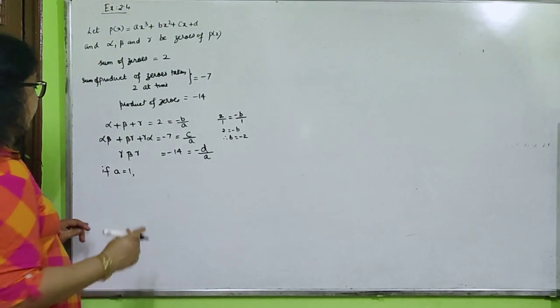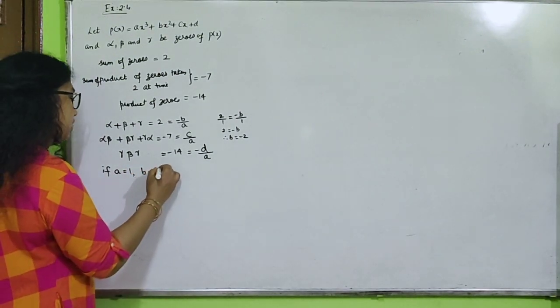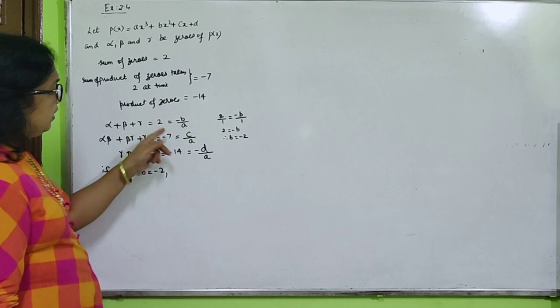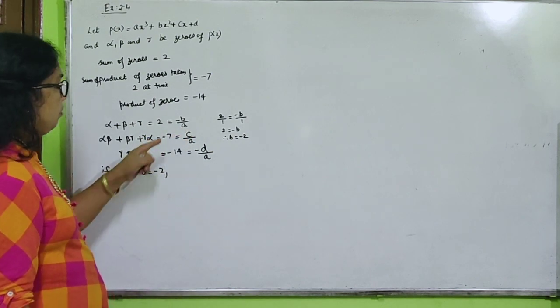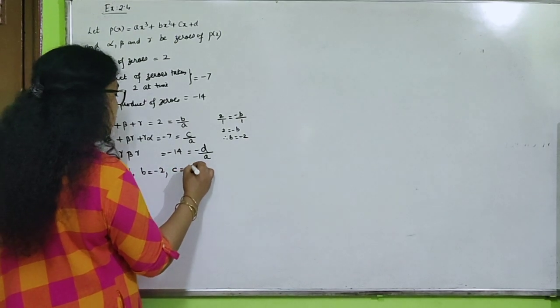Understood? So if a equal to 1, b equal to what? Minus 2. Same way here, look. Minus 7 upon 1 equal to c by a. So what will be c's value? Minus 7. So c equal to minus 7.